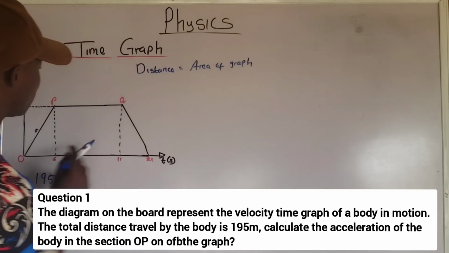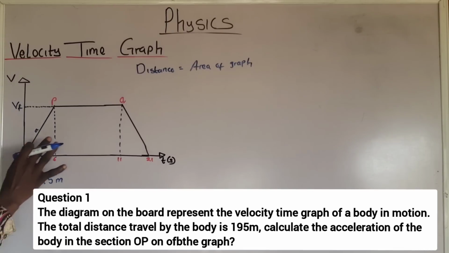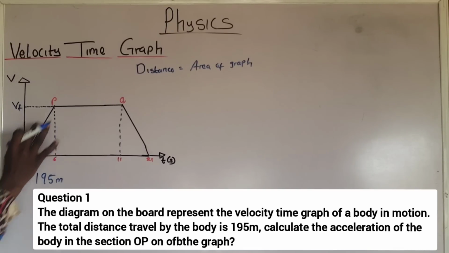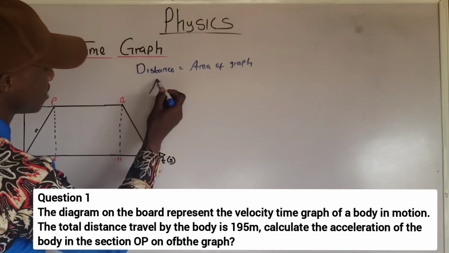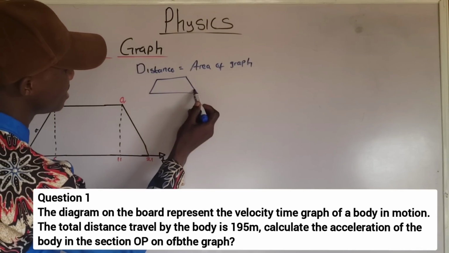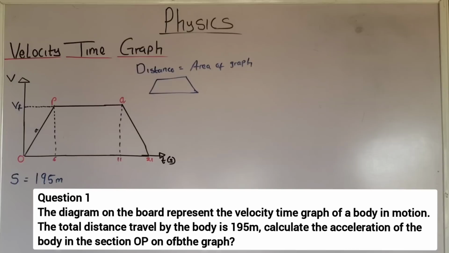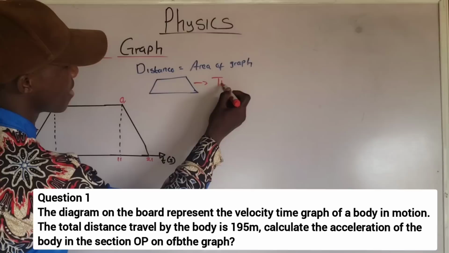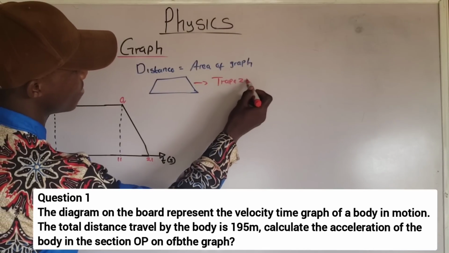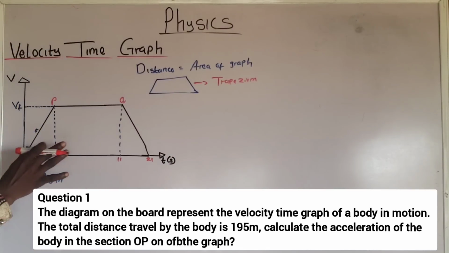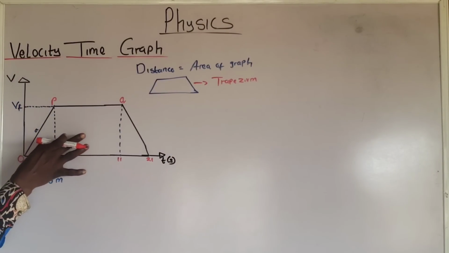Now, if you look at this graph, what shape do we have on this graph? This is the shape. Now, what is the name of this shape? The name of this shape is known as trapezium. So here we have a trapezium.